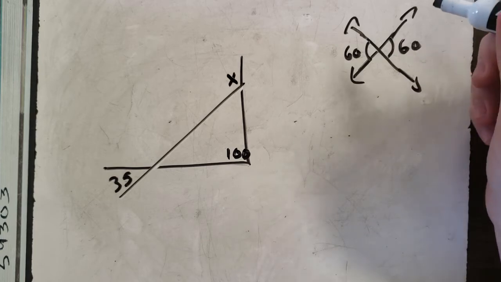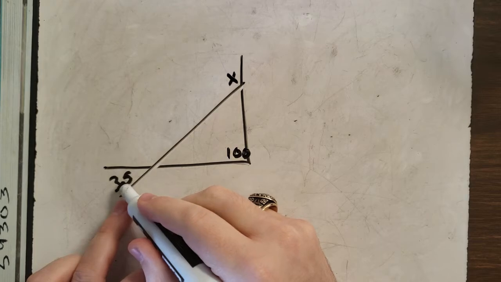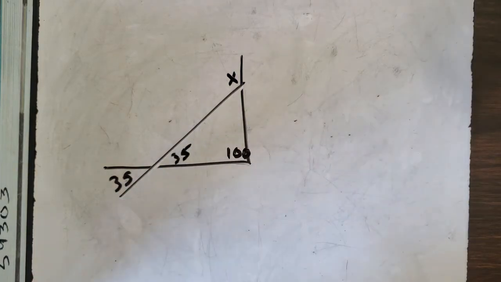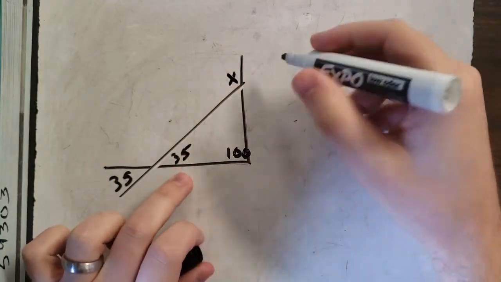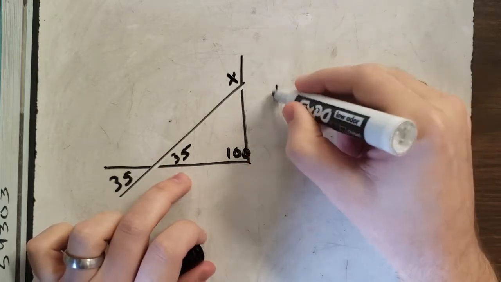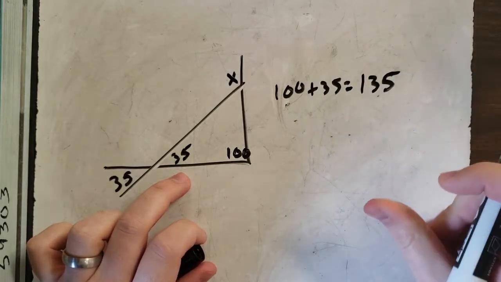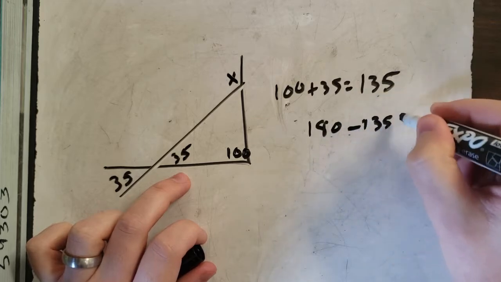So knowing this rule, if it's 35 here, across from it has to also be 35. They're across from each other, so they equal the same angle. Now we have a triangle, we have our two angles. Add them up. 100 plus 35 equals 135, and then take that and subtract it from 180.